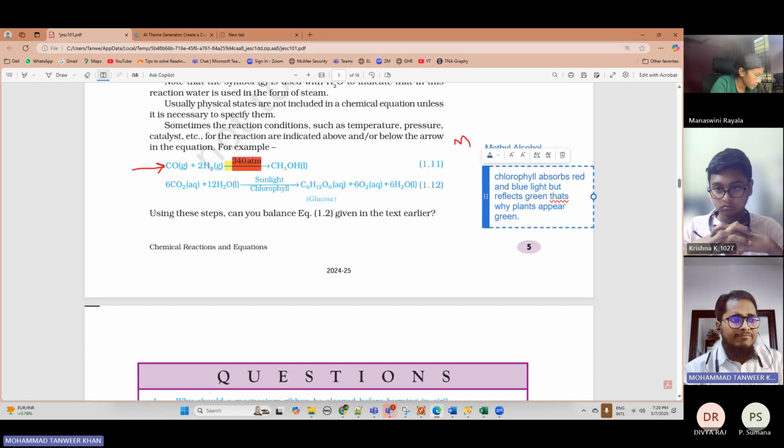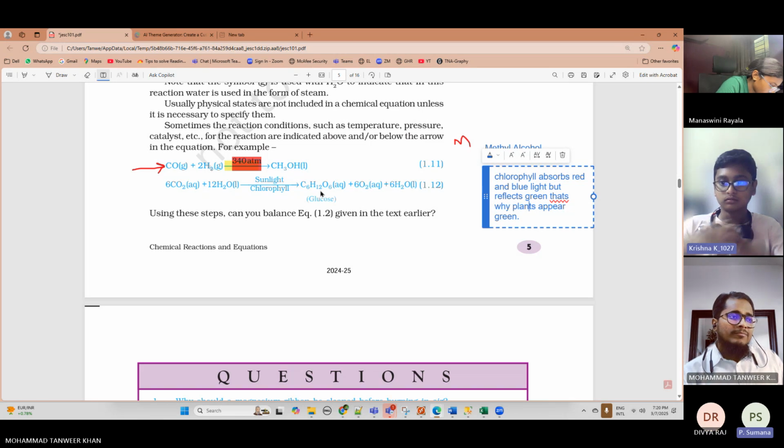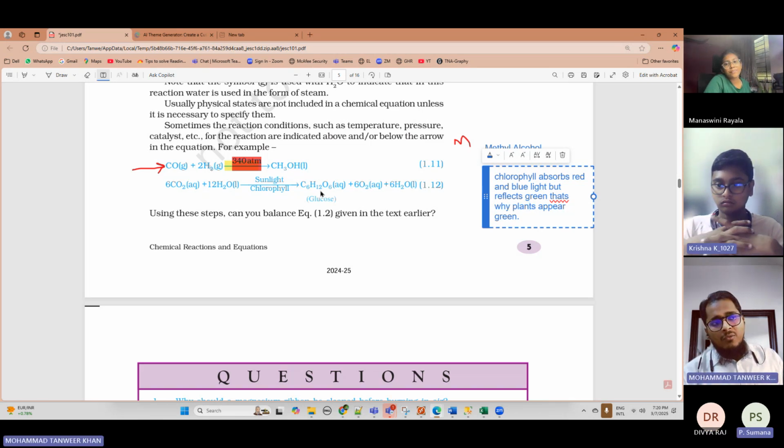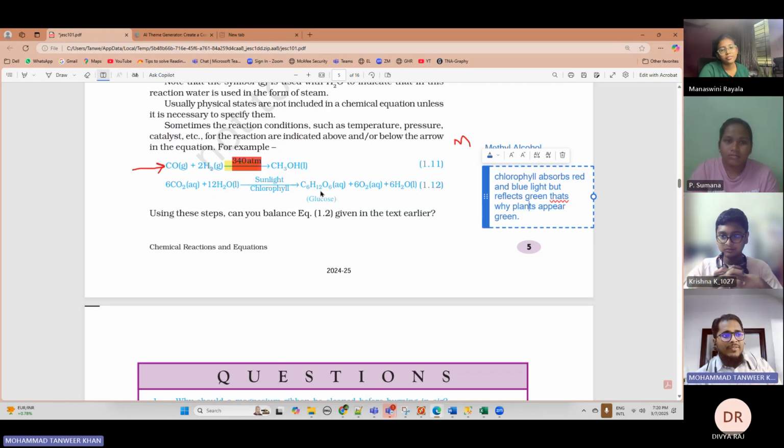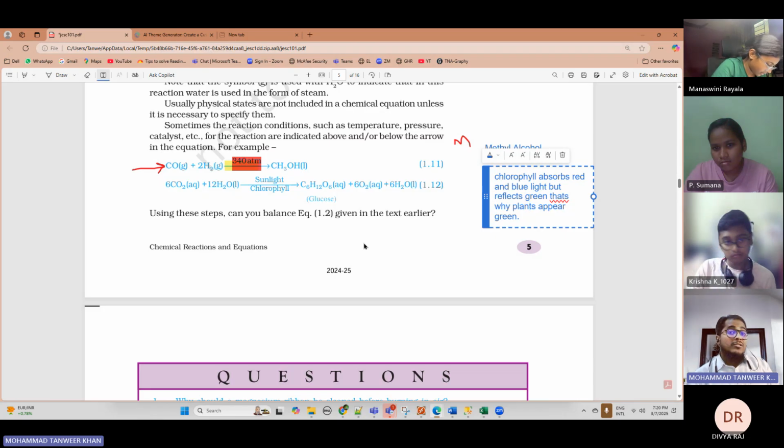C6H12O6, what is this? Glucose. Remember the formula. I will ask next class. I will ask the formula first of all. Sulfuric acid, what is the formula? H2SO4. Methyl alcohol, what is the formula? CH3OH. And glucose, what is the formula? C6H12O6. When will H2O be in gaseous form? When water is boiled, it converts into water vapor.